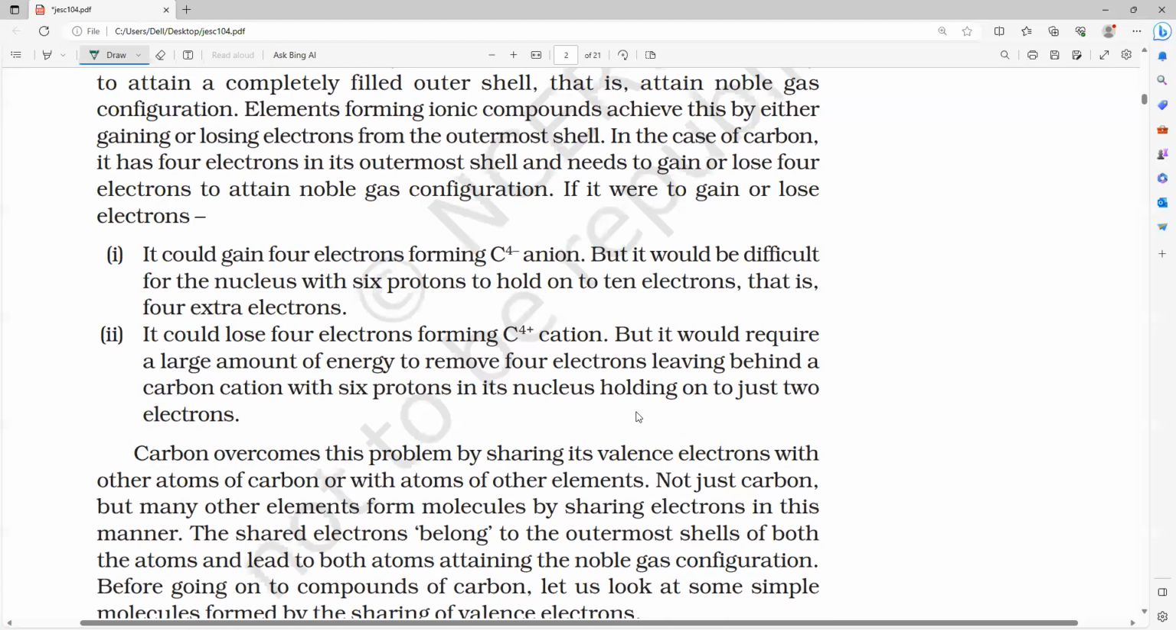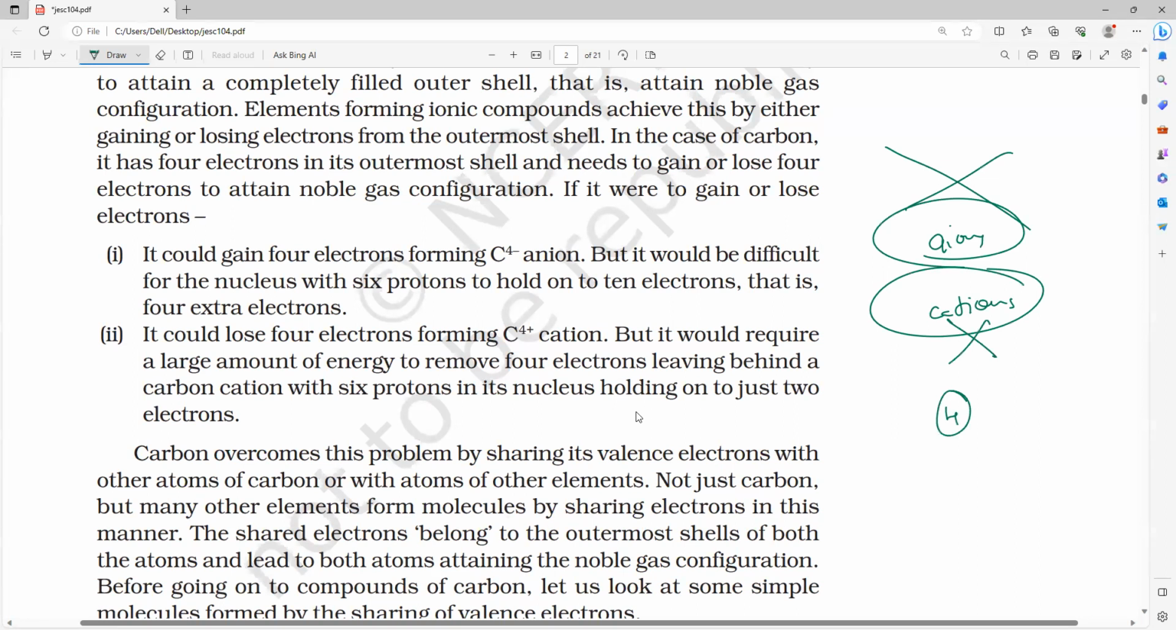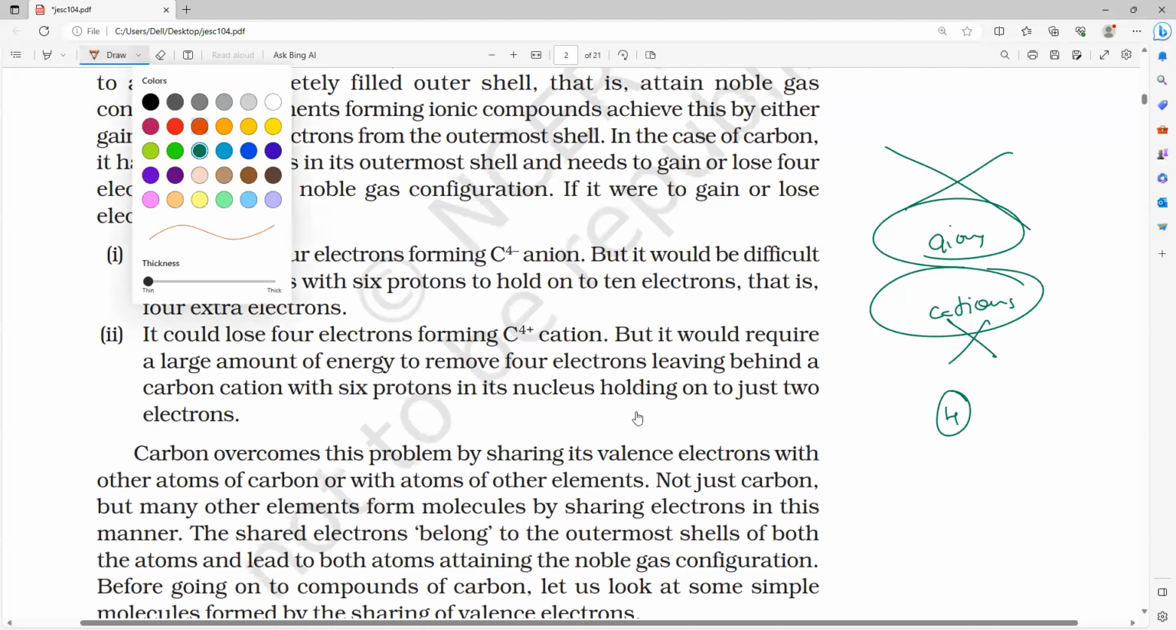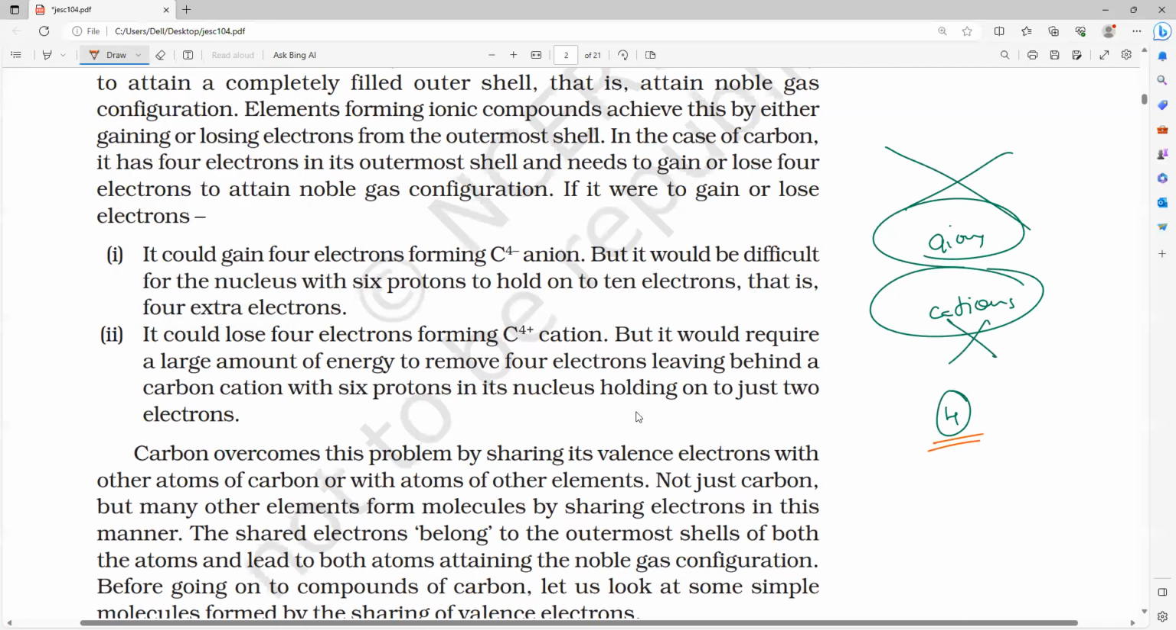Now, why can't carbon form anions, and why can't it form cations? Carbon will never form anions, and it will never form cations either, because it has how many electrons? 4 electrons in its valence shell. Because it is smaller in size, electrons are held tightly by the nucleus. So it is not possible by gaining or losing electrons. Only sharing is possible.